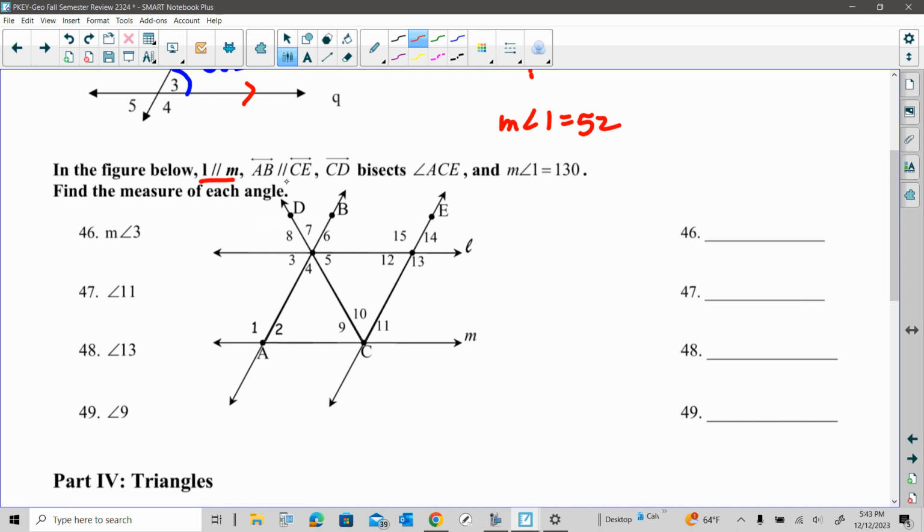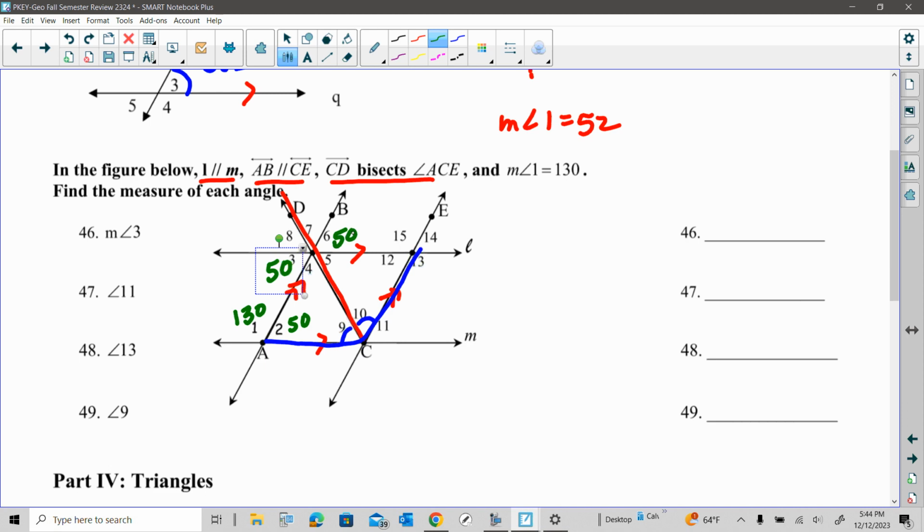On this figure, we have two sets of parallel lines, the L and the M, so that's the horizontal, and the AB and the CD. They also tell us that CD bisects angle ACE. So that means 10 and 9 are the same measure because the whole angle is getting cut in half. And we know that the measure of angle 1 is 130. Well, I can do linear pairs, so that's 50. I can do same side interior or alternate interior, that's 50. I can do vertical, that's 50.